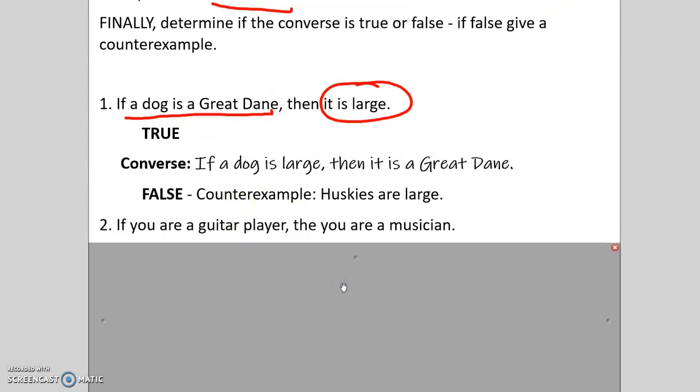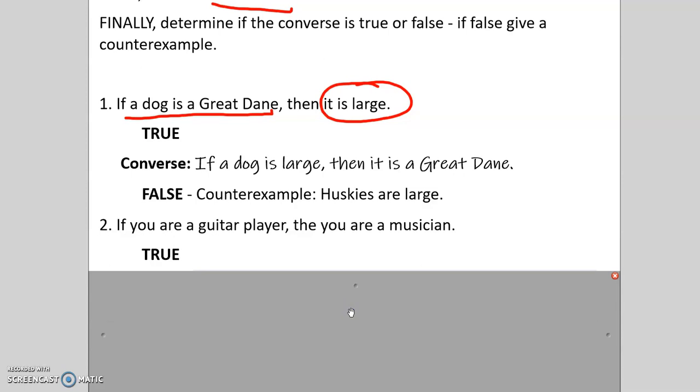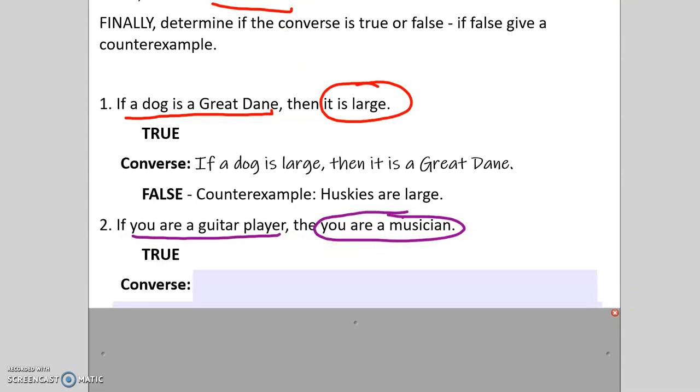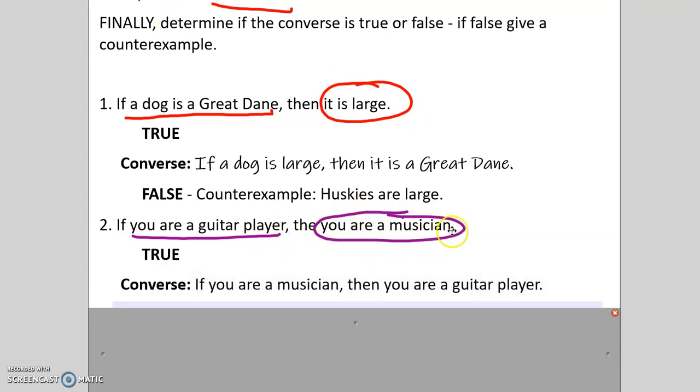Here's another example. If you are a guitar player, then you are a musician. True, right? Guitar players are musicians. Wonderful. Let's highlight my hypothesis and here is my conclusion. If you are a guitar player, then you are a musician. So let me go ahead and flip that to write my converse, switch it around. If you are a musician, then you are a guitar player. Now is that statement true or false?